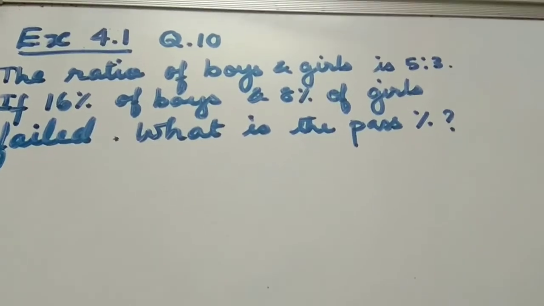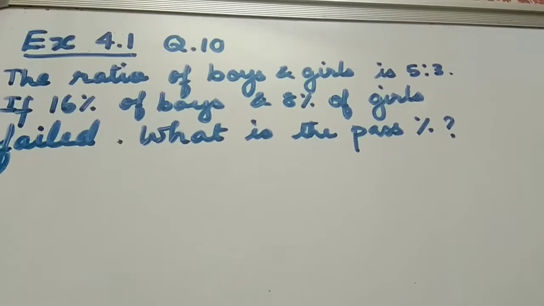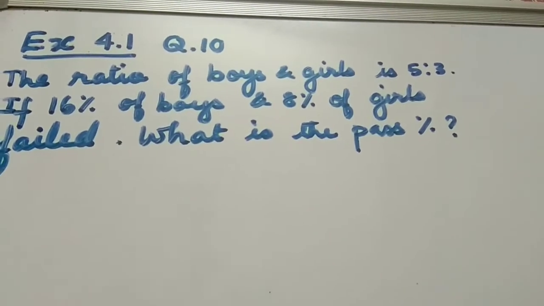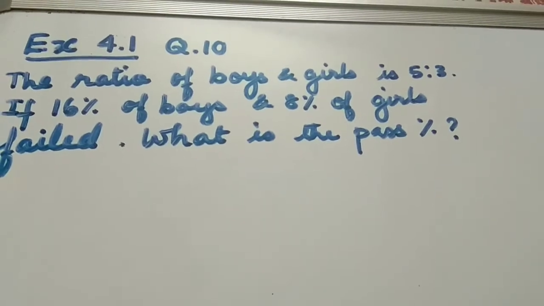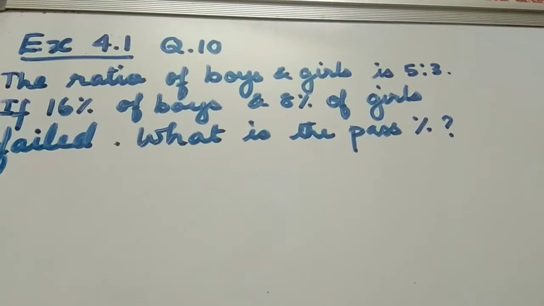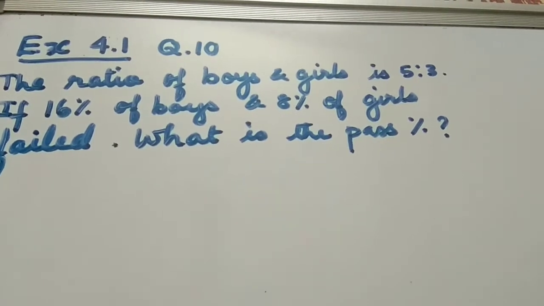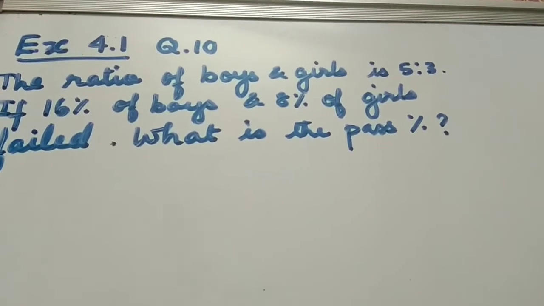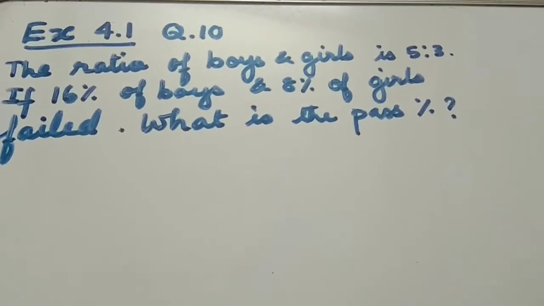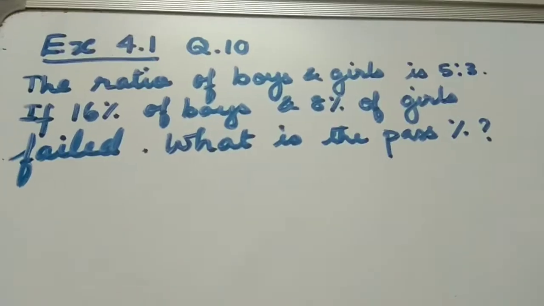Here they have not given us the total class strength, and the number of boys and girls are just expressed as a ratio, and they've also given us additional information. What is the percentage of failure of the boys and girls individually? So it's a very interesting problem. So let's go on to it.